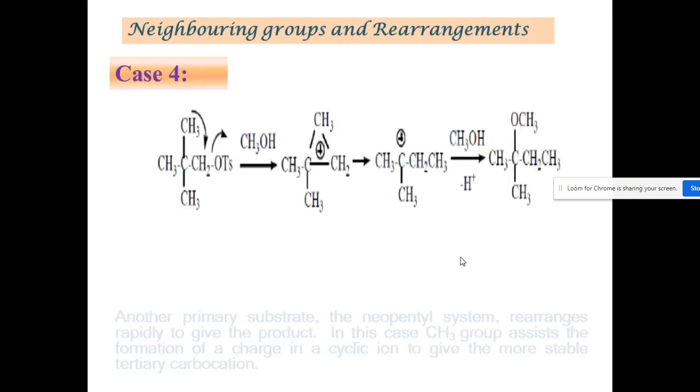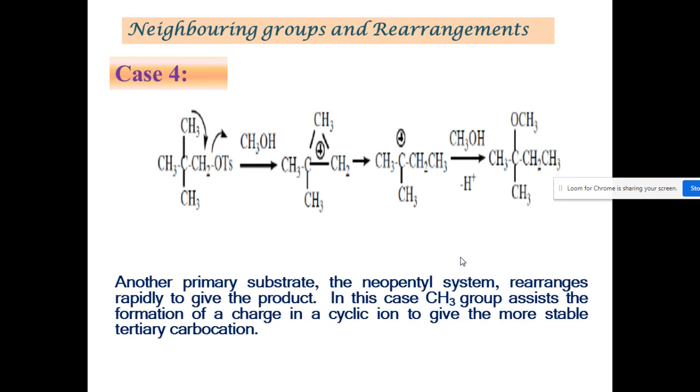Now, coming to case 4. This is a very important example in this regard. Another primary substrate, the neopentyl system, rearranges rapidly to give the product. In this case, the methyl group assists the formation of charge in the cyclic ion to give the more stable tertiary carbocation and finally give the product.